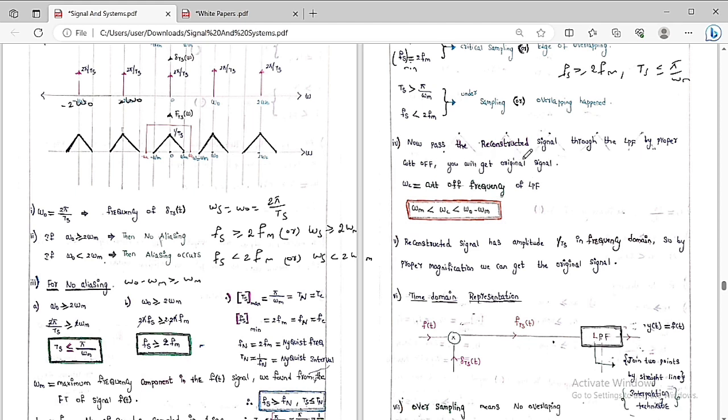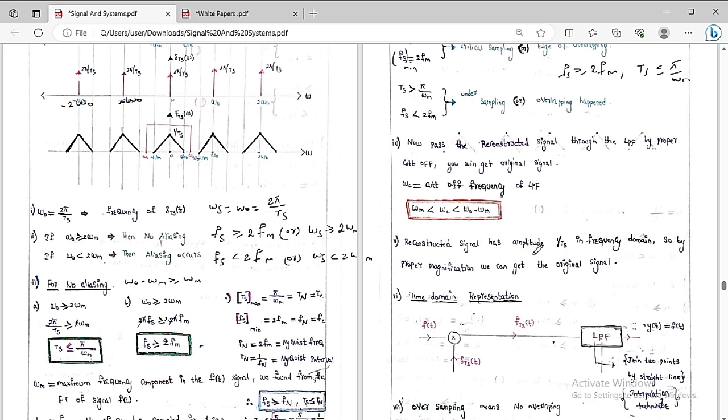So now pass the reconstructed signal through the low pass filter with a proper cutoff frequency so that you can get back the original signal. Omega c is called the cutoff frequency of the low pass filter. Omega c should lie between omega m and omega s minus omega m. So this is the cutoff frequency of the low pass filter. Then we can get back the original signal from the reconstructed signal.